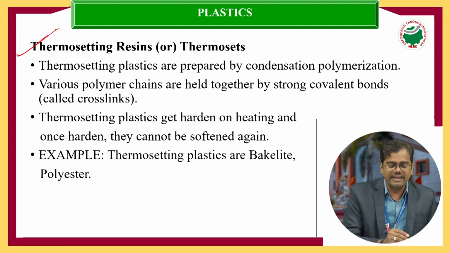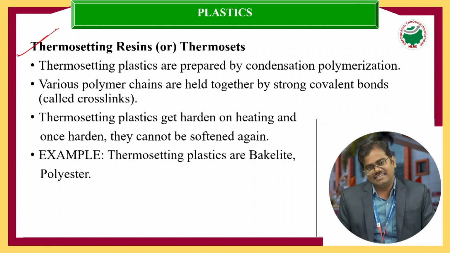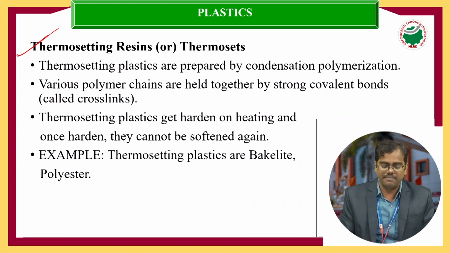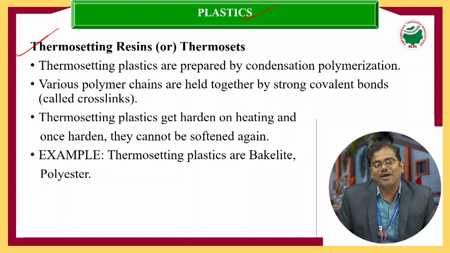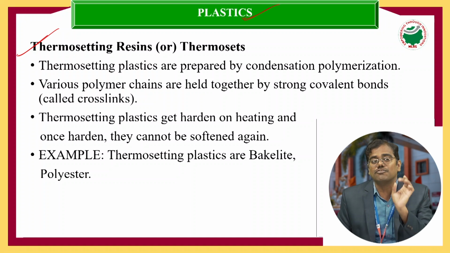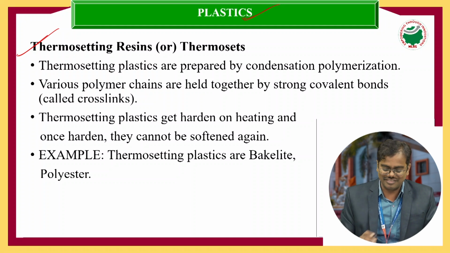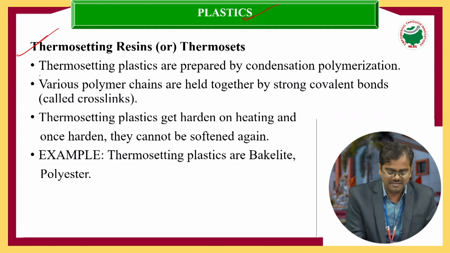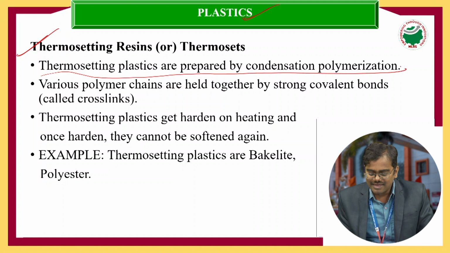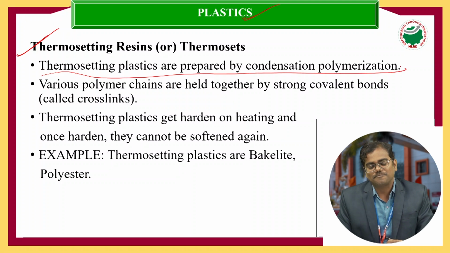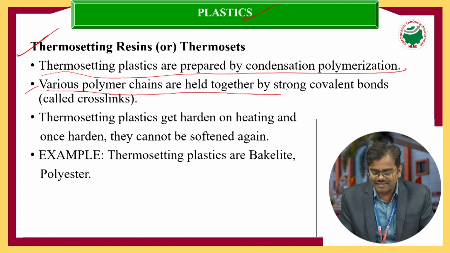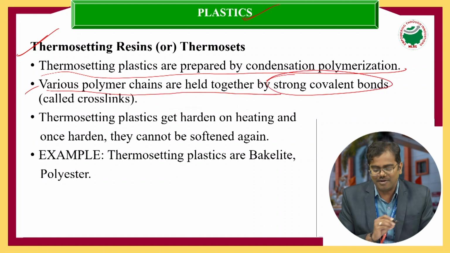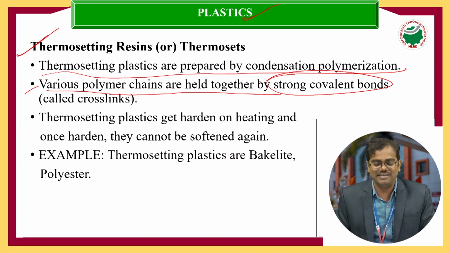The second category is thermosetting resins. Thermosetting resins, or thermosetting plastic materials, can be prepared by condensation polymerization, which is also called step growth polymerization. That is the first point. Second point, the various polymeric chains are held together by strong covalent bonds. This is the most important point, please.